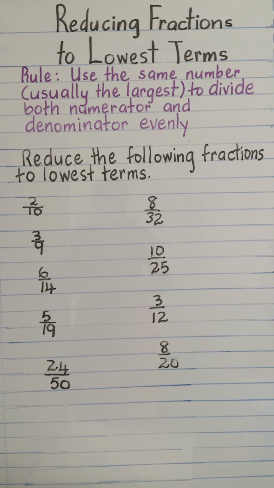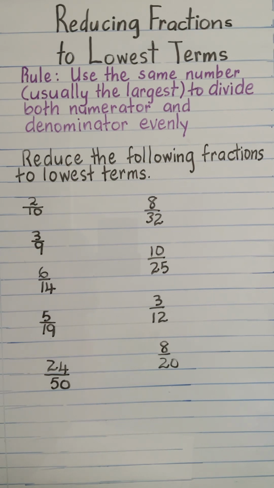We can go ahead and use the largest number, but sometimes we are not able to use the largest number. So we could just pick a number and reduce it to a lower term, and then we're going to use another number to further reduce it to its lowest term. So let's go ahead and practice reducing fractions to lowest term.